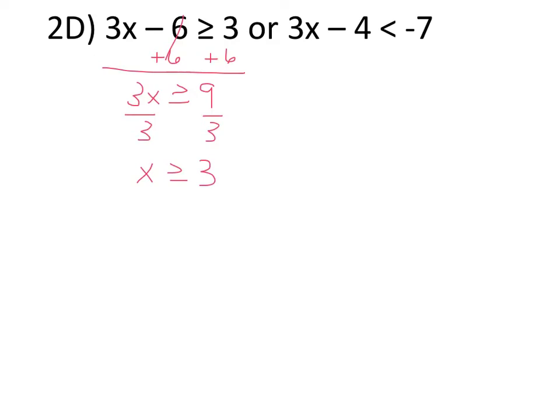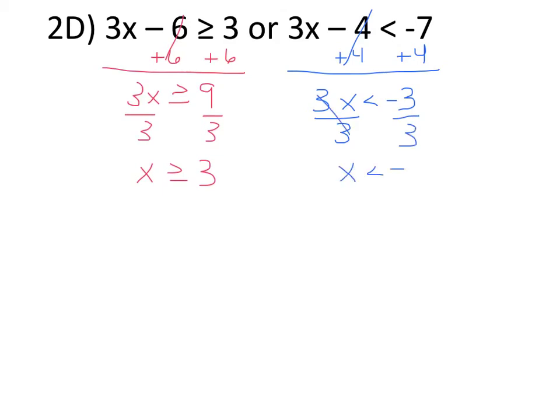Again, there you see that word "or," because we have to write the word "or" in there, otherwise it's an "and" statement. And then I'm going to add the 4 to both sides. So I've got 3x is less than negative 3. Divide by 3. So x is less than negative 1. Okay, let's start my graph. So negative 1, 0, 1, 2, 3.